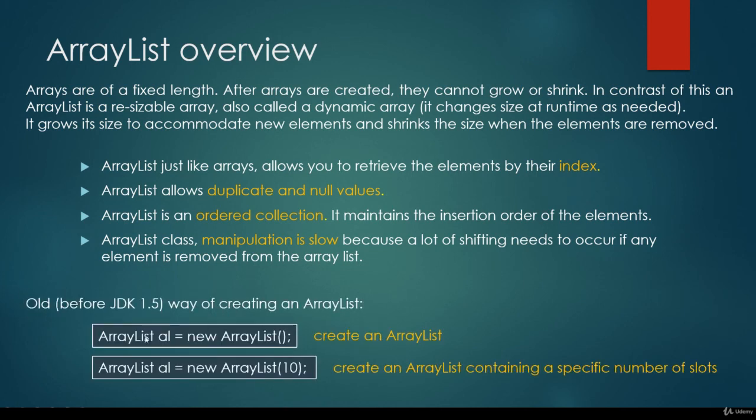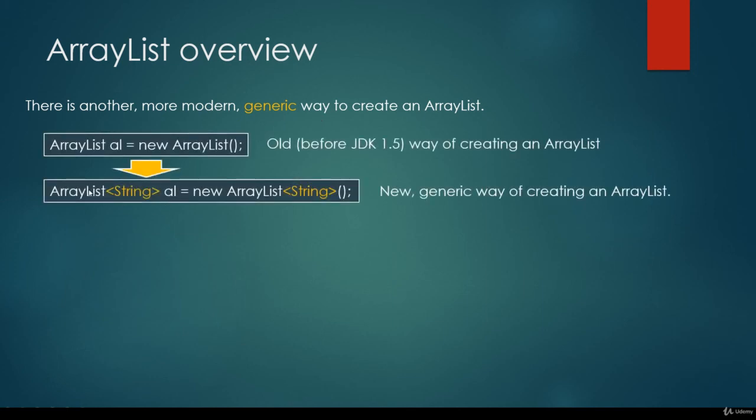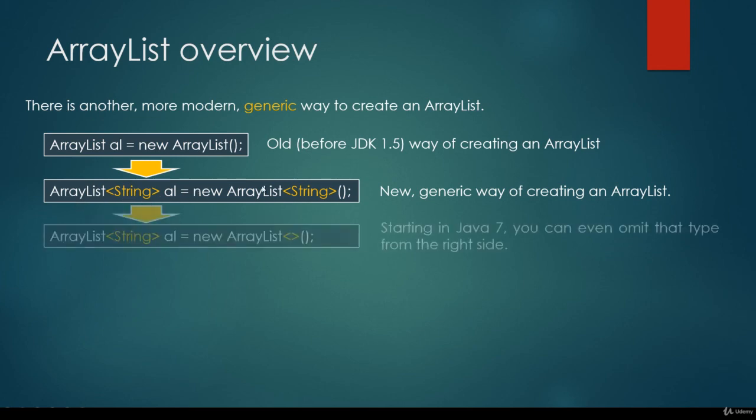The old way of creating an array list is like this: ArrayList, the name of the variable, equals a new ArrayList. There is another, generic way to create an array list, and this is what we have to do. ArrayList of String equals a new ArrayList, which means that in this case we specify that the array list is going to store strings. This is a new generic way of creating an array list. By the way, after Java 7, you can even omit the type from the right side. As you can see, you don't have to specify String because Java is going to know for certain that the array list is going to store strings.